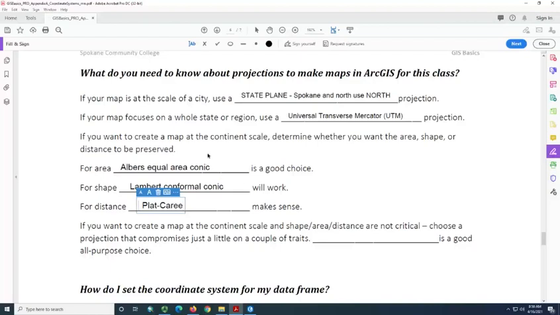So here are some suggestions if you are doing maps that are outside the area of our region. These are some good quality projections. If you want to create a map at the scale of a continent and shape, area, and distance are not critical, you're going to want to choose something that's a compromise, where you have just a little bit of error in each of those. And so for that one, a cylindrical equal area projection is good.